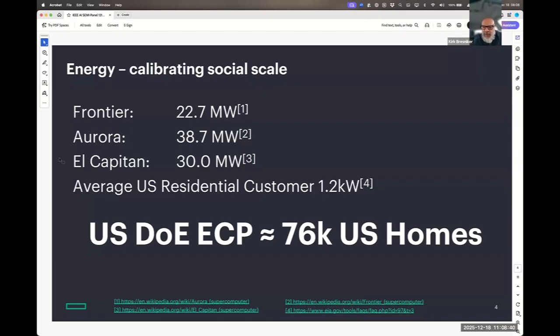As a calibration point, an average U.S. residential customer is 1.2 kilowatts. And that means that the entire Department of Energy exascale computing platform is the equivalent of 76,000 U.S. homes. Already a sobering number. We have to be thinking about that. We have to plan and engineer for that.